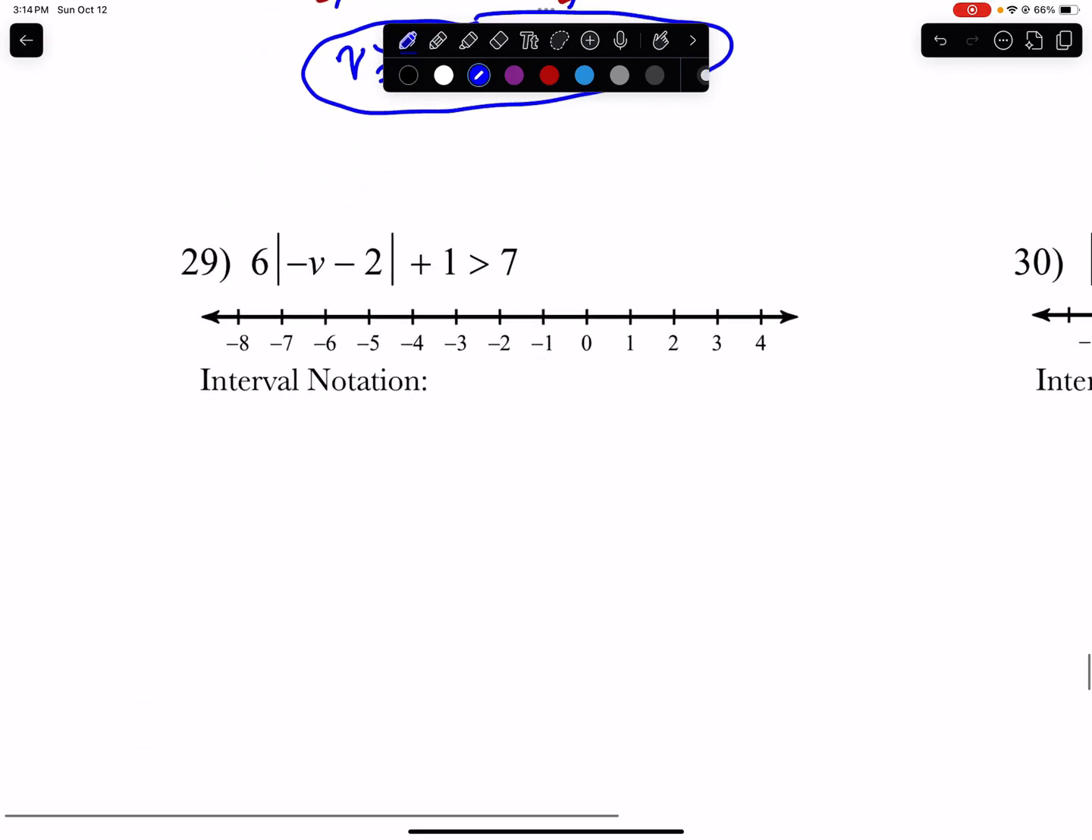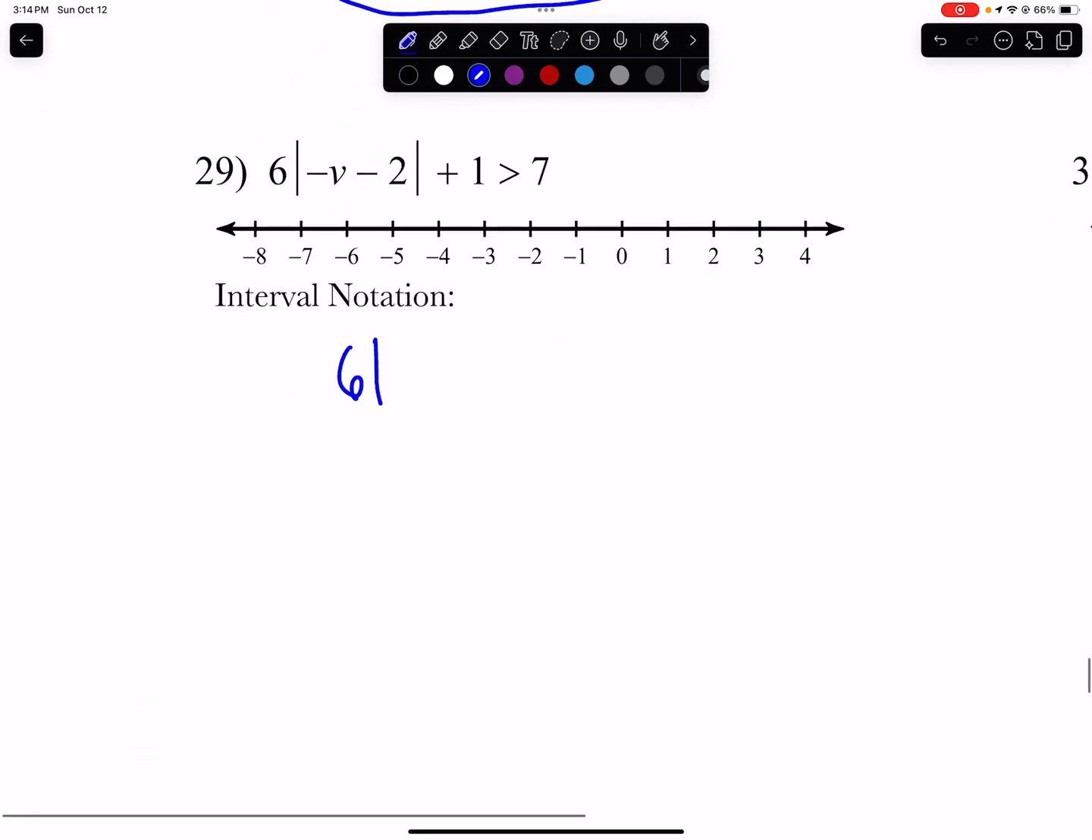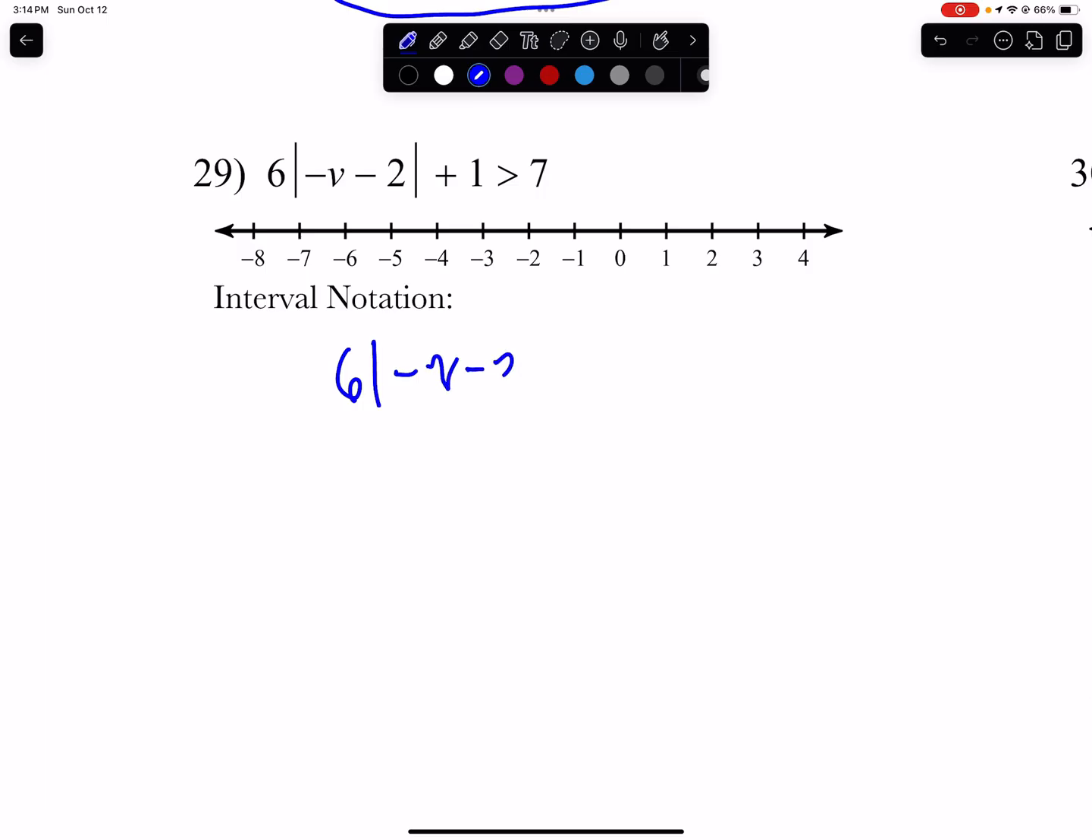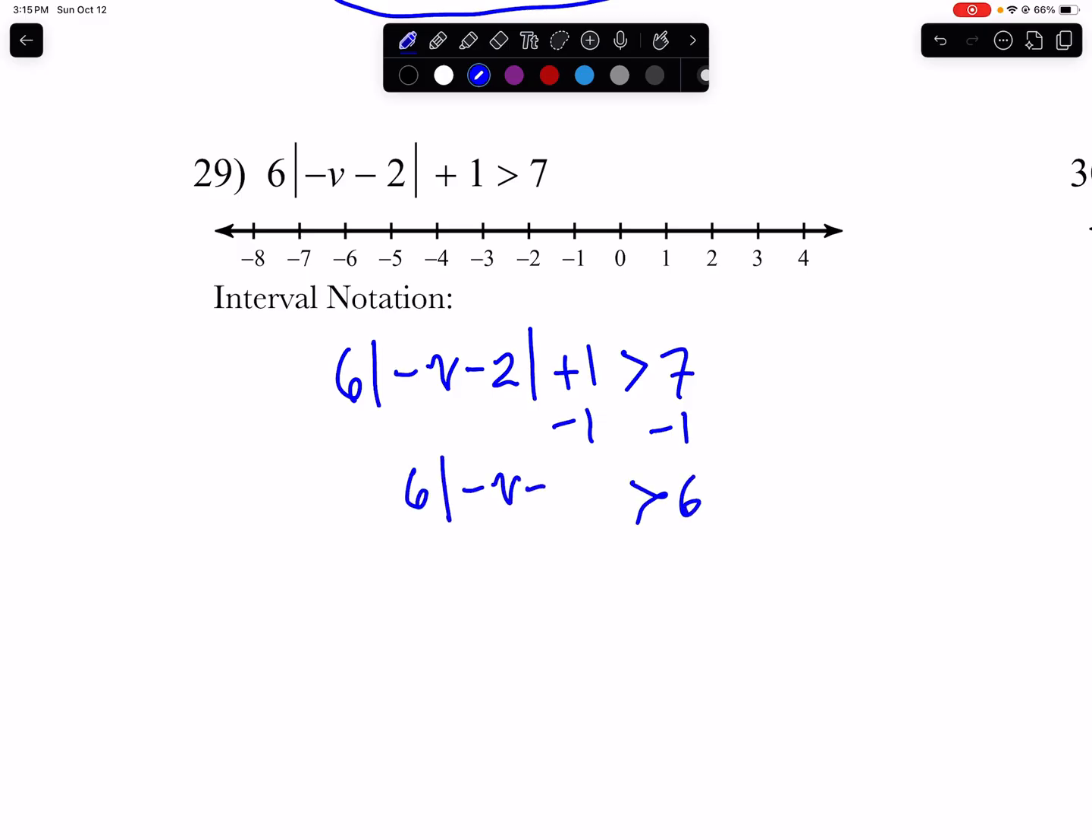Okay. So finally we have this one, which is kind of like a challenge question, I would say. It's got a lot going on. First, you have to isolate the absolute value part. So right now it's being multiplied by 6 and 1 is being added to it. So maybe we should subtract the 1 and divide by 6. And that'll do it.